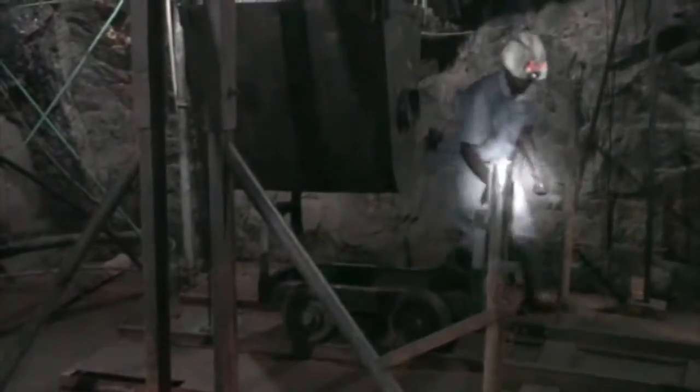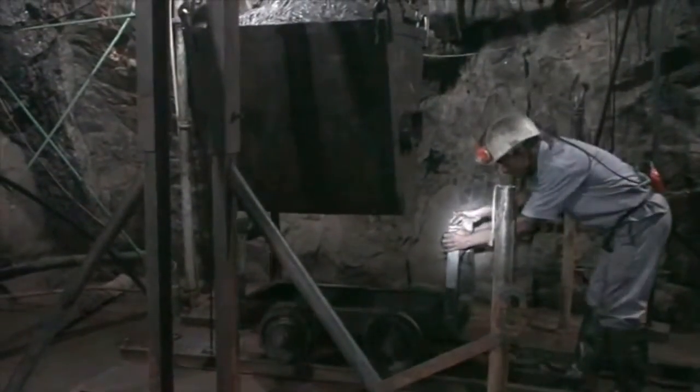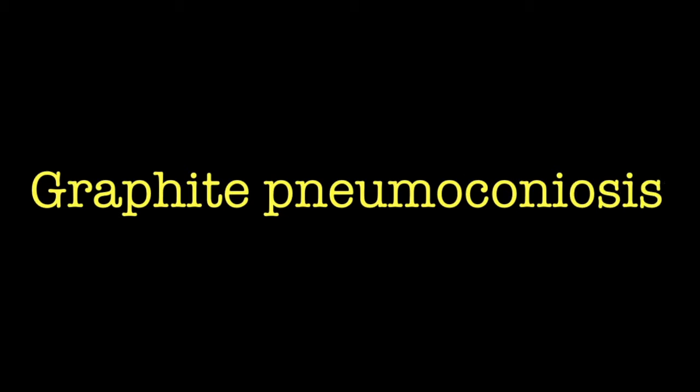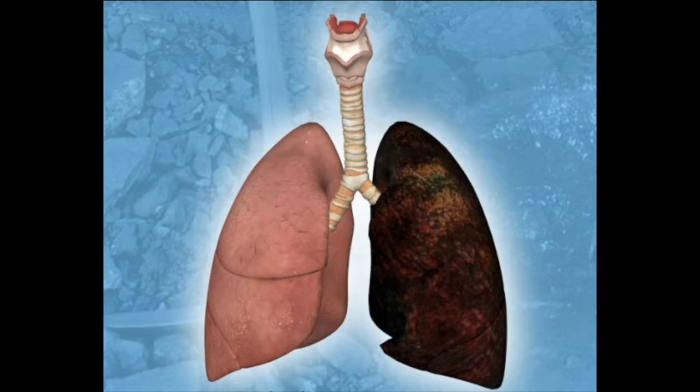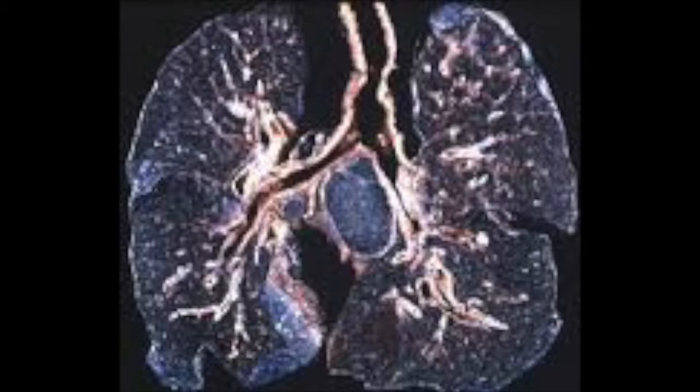Workers involved in the mining and processing of graphite are at risk of graphite pneumoconiosis, which is when dust particles from the graphite remain in the lungs and in the body. Lungs diseased by graphite become discolored, turning gray or black, and could look like sponges that are full of ink.